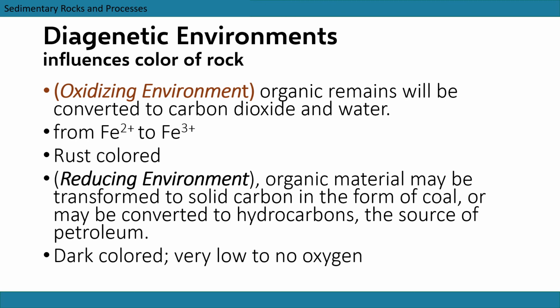Diagenetic environments can influence the color of your rock. As I mentioned earlier, oxidizing environments can have rust-colored rocks. In contrast, reducing environments, since they have a high organic material content, produce dark-colored rocks. And this ends our review of the different processes of weathering, erosion, transportation, deposition, and diagenesis.